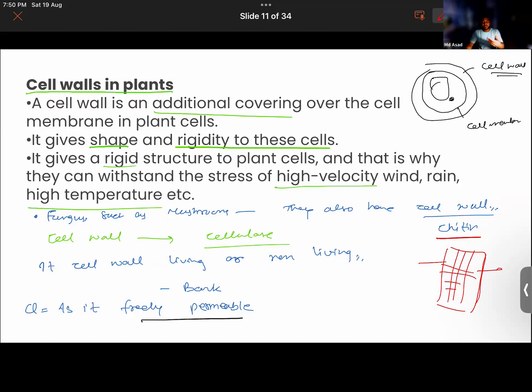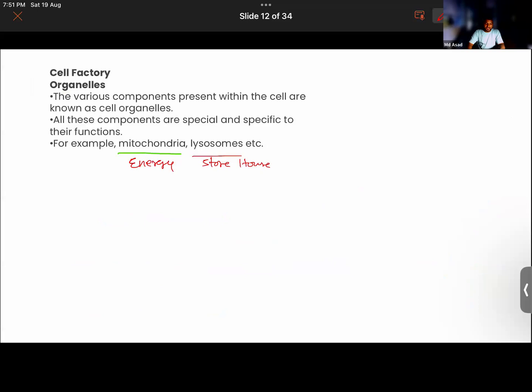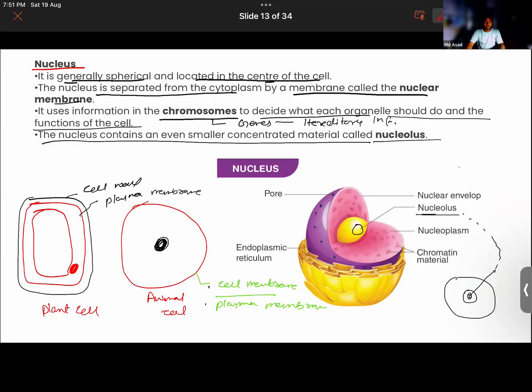Okay. In your higher class, you will get to know that the cell walls are also further divided into two types. For the moment, we can leave it. So functions of the cell wall, we are aware of it. Now then, we also talked about cell organelles.